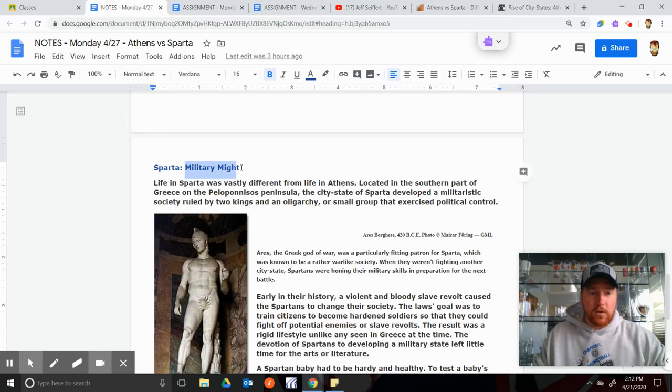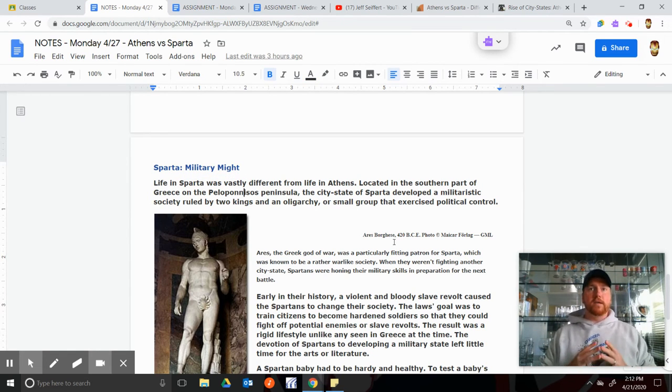We see that this article titled this section Military Might, and the whole focus of the Spartans, if you've ever heard of them, was that they wanted to raise their citizens to be warriors. These battle-hardened individuals could protect their society against either slave revolts or enemies who were trying to take over their land. And the vast majority of the time, the Spartans put all their emphasis into military training.